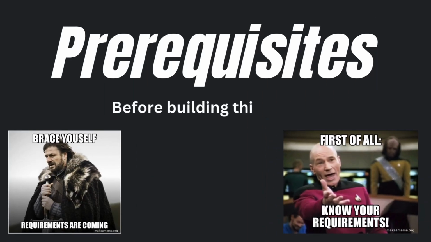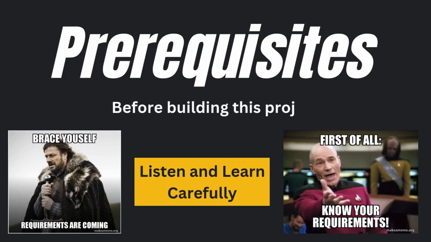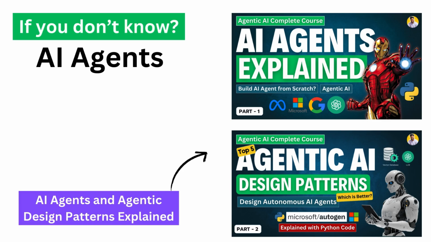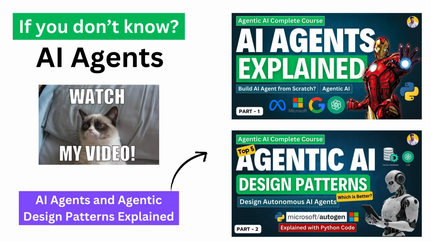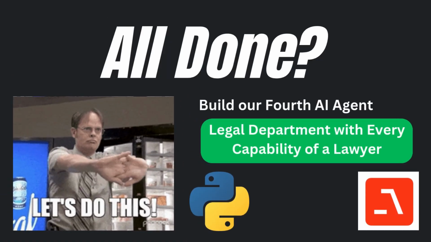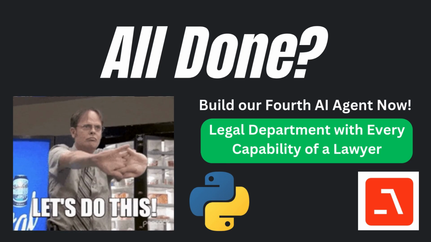First of all, you can get all the prerequisites required for this project. And yes, you have to learn and listen to them carefully. First, you need to know about AI agents: what they are, how they work, and what the agentic design patterns are. You have to watch these two videos to get yourself familiar with AI agent workflows and their designs. After all this is done, let's create our fourth AI agent that will work as a law firm for you.